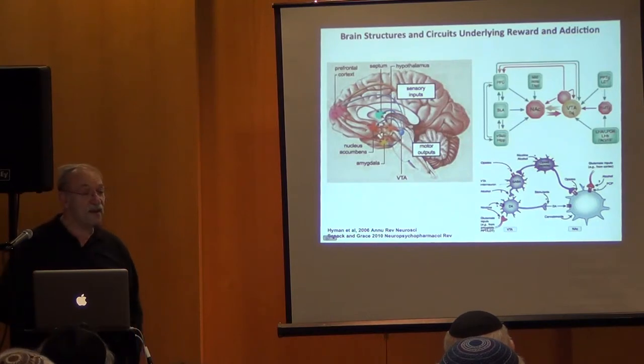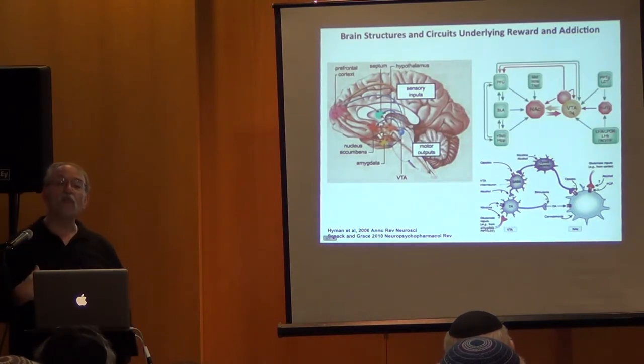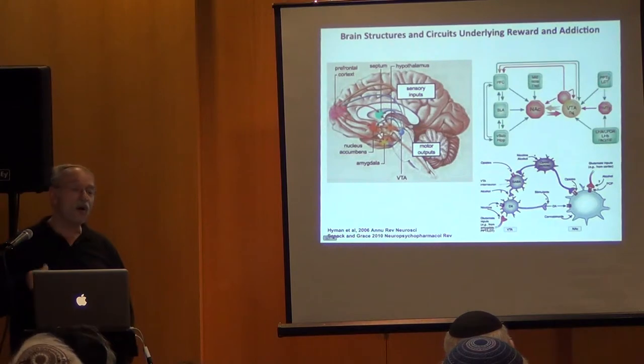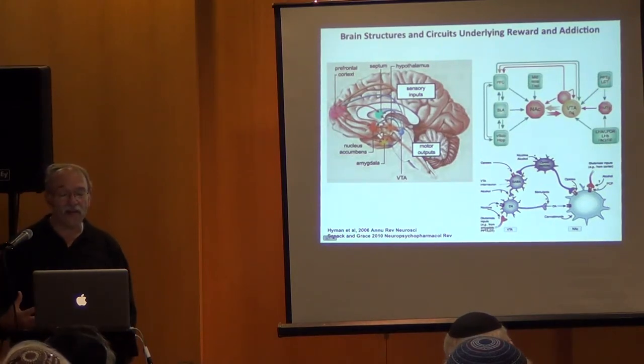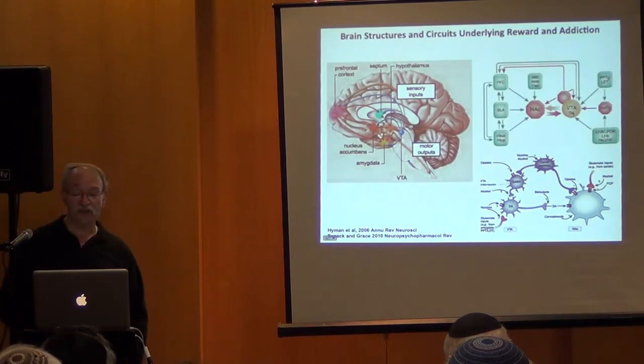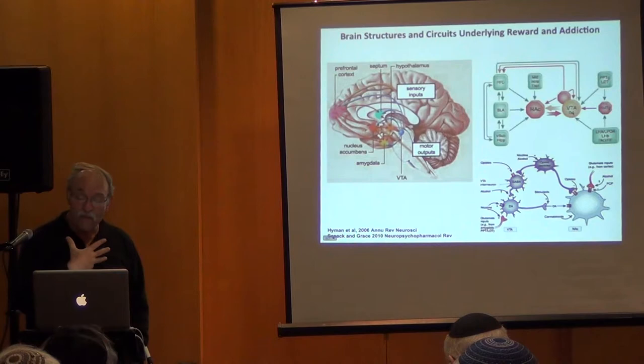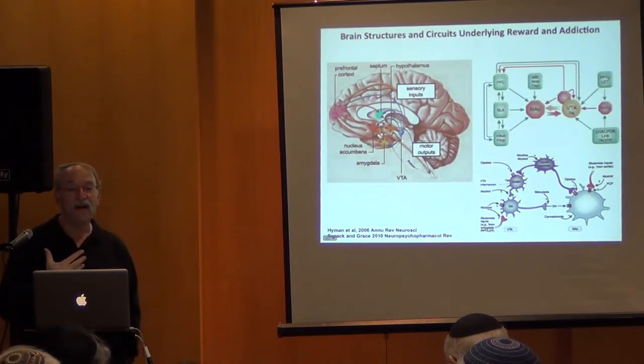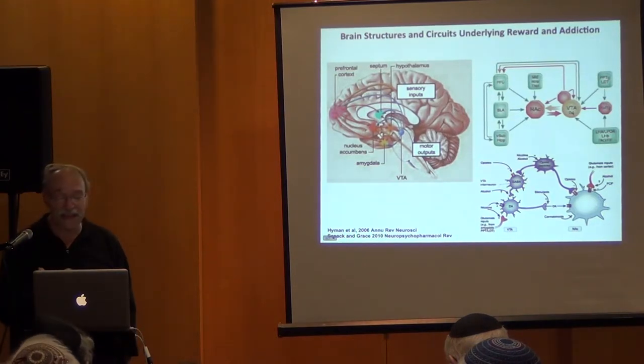So the change in the dopamine released by these neurons modulates the activity of the motor system, and the cognitive system, in such a way that we become habituated, we form habits to the actions that we've been doing repeatedly over time.